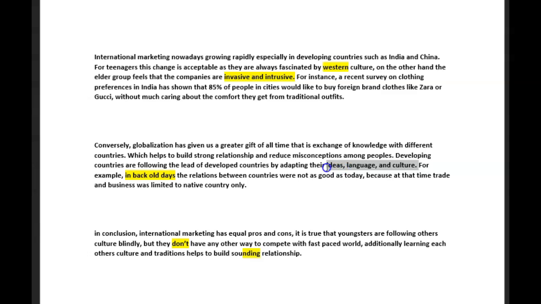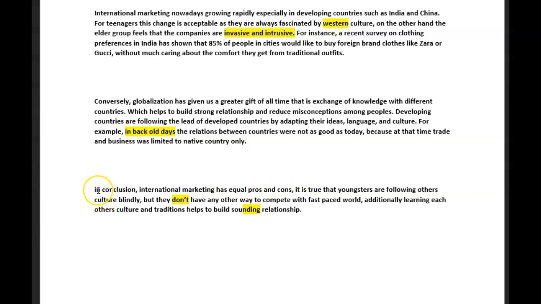Yes, developing countries are following the lead of developed nations by adapting their ideas, language and culture. You will need to change that, because that is the same wording as in the text, in the question. For example, back in the old days, this is too informal, so previously you could say international relations were not as good as today. Okay, international relations were under pressure because trade and business was limited to native countries. Okay, you could say because trade and business, or equally you could say marketing. You could still use this because marketing was focused only on individual countries, or marketing did not have an international reach.